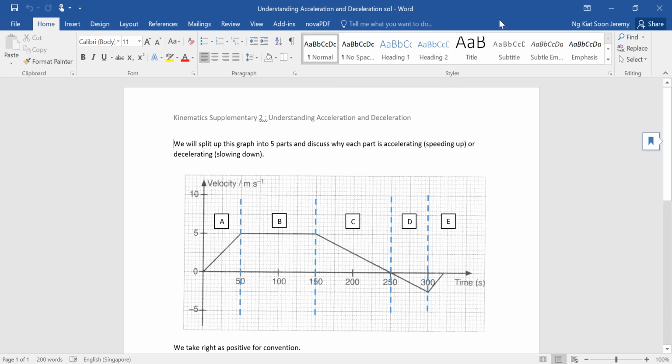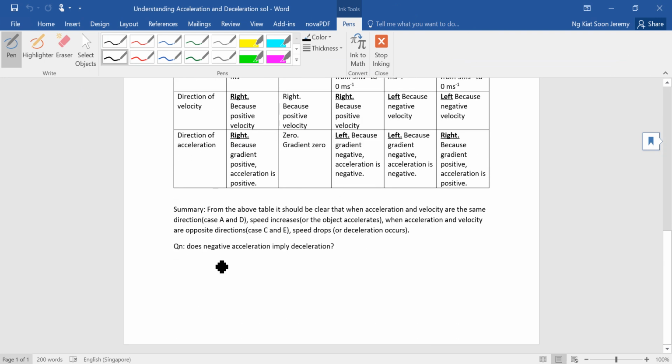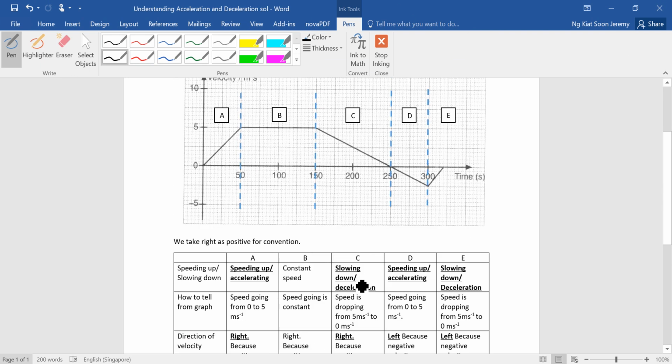Okay, here we'll try to explain a couple of things, right? Like how to interpret a VT graph into the body's actual motion, right? And also we'll discuss mainly whether negative acceleration implies deceleration or not. Okay, we'll try to address this question, which is a common question for students.